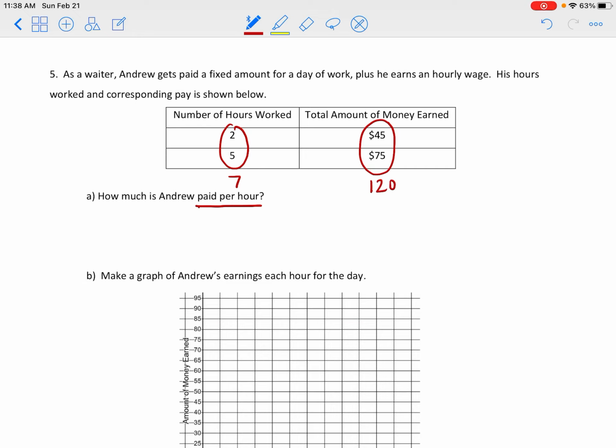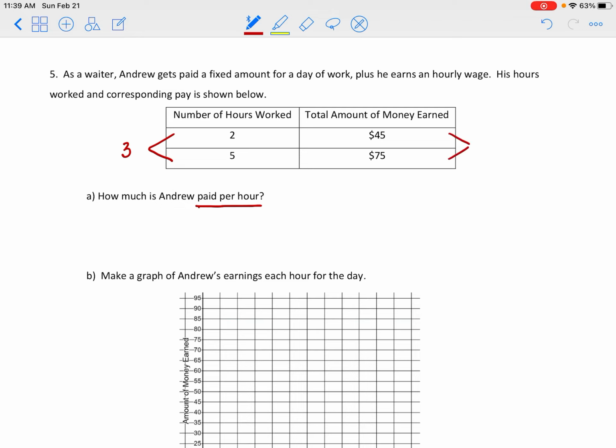Maybe you're thinking, let's divide the 120 by 7, but the issue is we don't know how much the fixed amount is. So when it says that he worked 2 hours and got paid $45, some of that is an hourly rate, but some of that is that fixed amount, right? And the same thing with the 5 hours. Some of that $75 was a fixed amount, and then there's an hourly rate. So what I would say is there's a difference of 3 here. So to go from 2 hours to 5 hours, there's a difference of 3 hours.